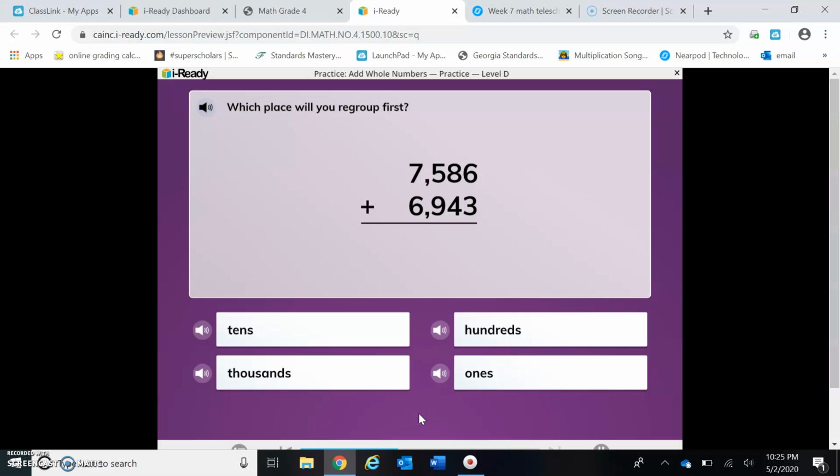So let's look at this problem. It wants to know which place I will regroup first. I know that 6 plus 3 is 9. So all I would have to do is write my 9 right here. So I won't be doing any regrouping in the ones place. Let's go to the tens place. 8 plus 4 is 12. So I would have to write my 2 in my tens place, and I would have to regroup the 1. So I will start regrouping in the tens place first. So I'm going to select tens.